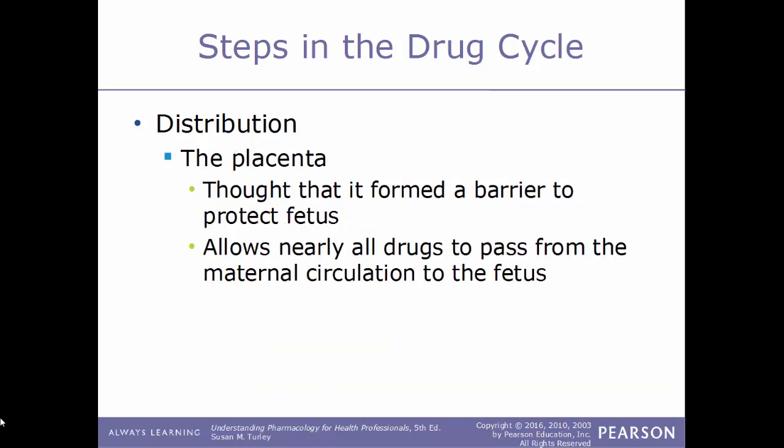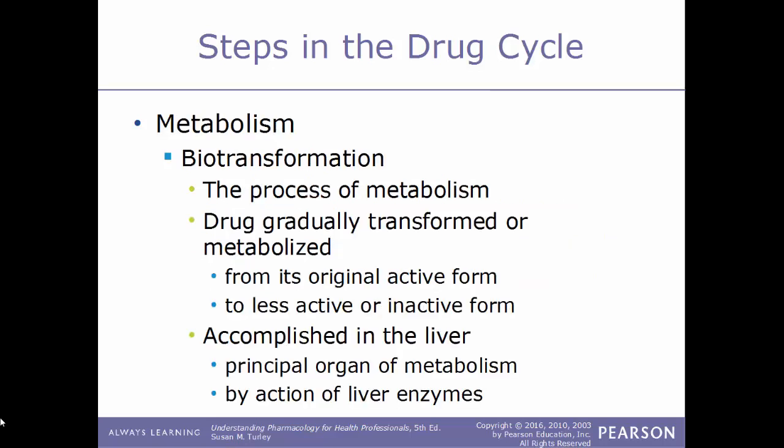Another method to distribute drugs throughout the body is through the placenta. It was thought that the placenta formed a barrier to the developing fetus as a way to protect it, but the placenta actually allows nearly all drugs to pass from the mother's blood supply into the fetus. So whatever drug the mother takes, the baby will be exposed to, whether it be over-the-counter or prescription. Alright, after drugs are distributed through the body, they are then metabolized, and that process is also known as biotransformation. This is the process of a drug being metabolized and changed within the body.